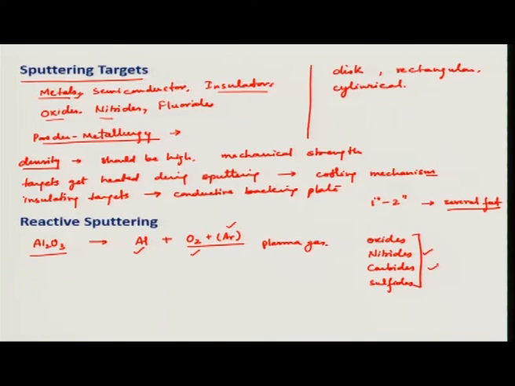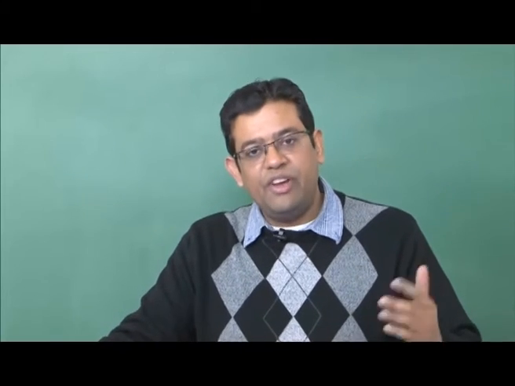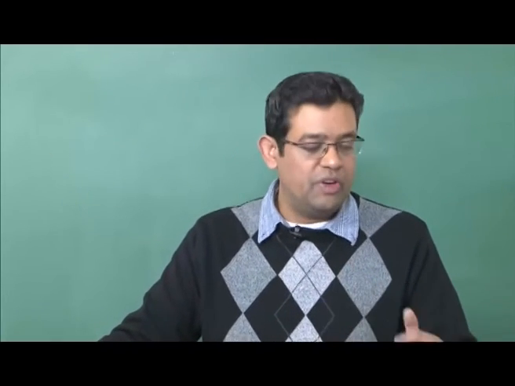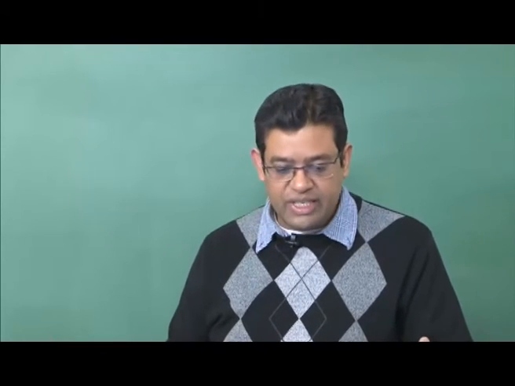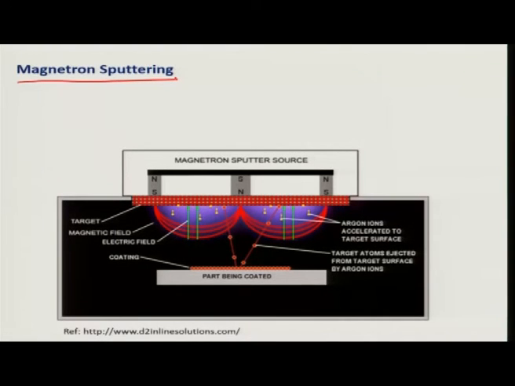Now, we have seen how having an AC plasma helps, but there is a better way of doing it, an even improved version. This improved version is called magnetron sputtering. Let us discuss this. Now, magnetron sputtering, if you recall, we had discussed the combined effect of electric and magnetic fields on charged species.